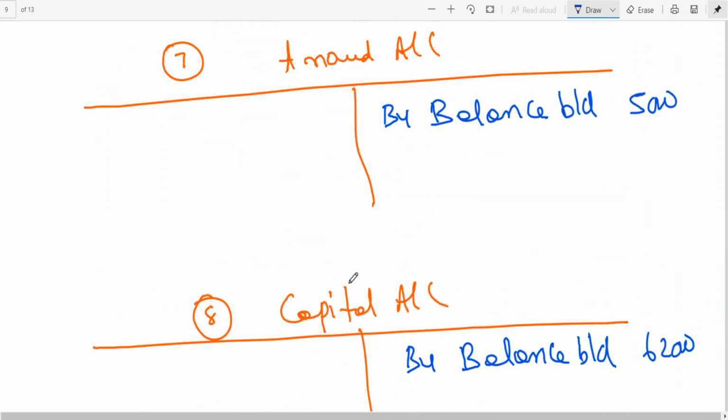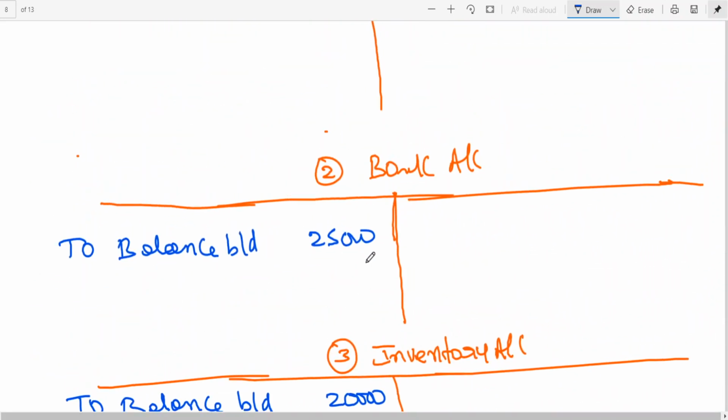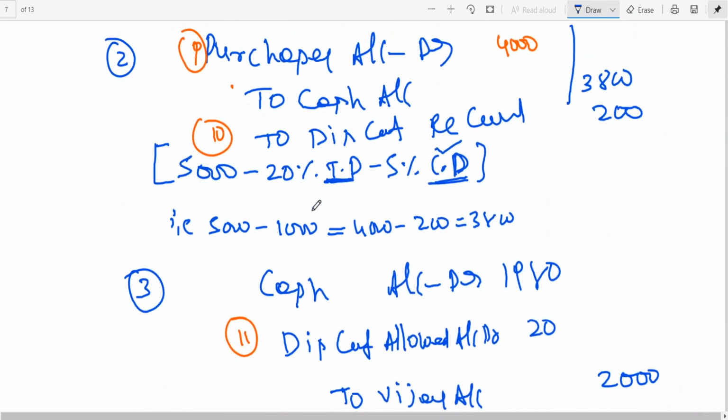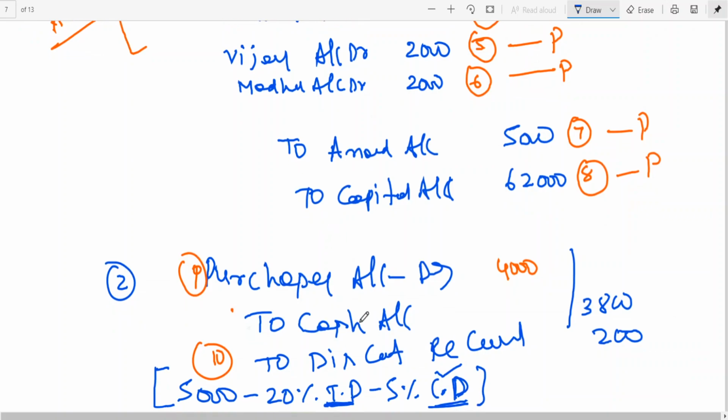Now the transactions, let us see. Now the entries posting has to be done. If you look at the posting, purchases account debit to cash, to discount received. Here you should be careful. I have written a combined entry. If you separate it, purchases to cash 3,800, purchases to discount received 200.